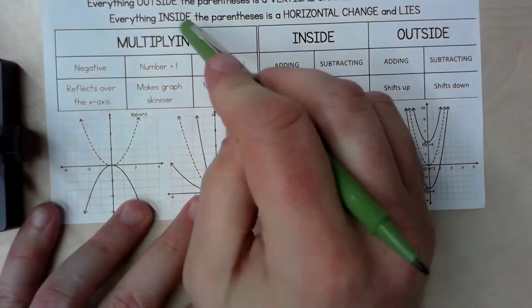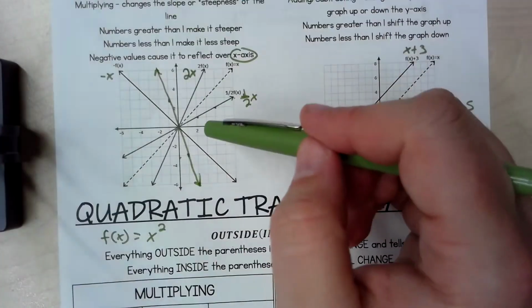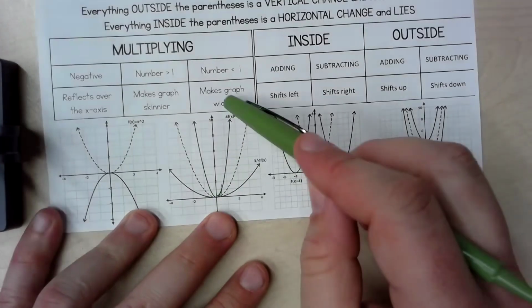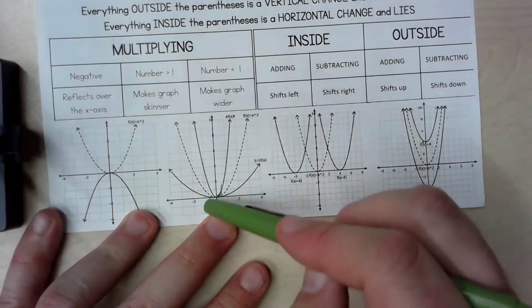So again, multiplying changes the width, just like multiplying changes the steepness. It's kind of the same idea. They're pretty parallel, right? So multiplying changes the steepness. Bigger numbers get skinnier, smaller numbers get wider.